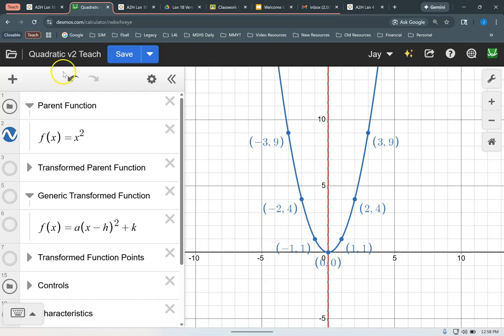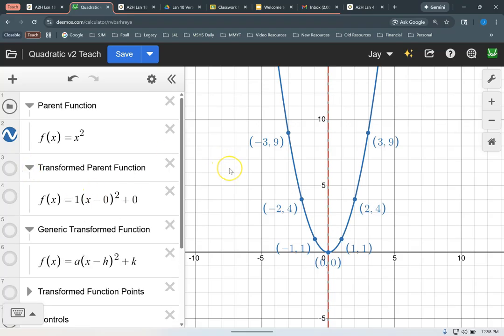All right, now let me show you how this looks in this particular case. This is our parent function. This is what the transformed parent function looks like. Study that for a second. Think about what I replaced for variables and numbers up there.